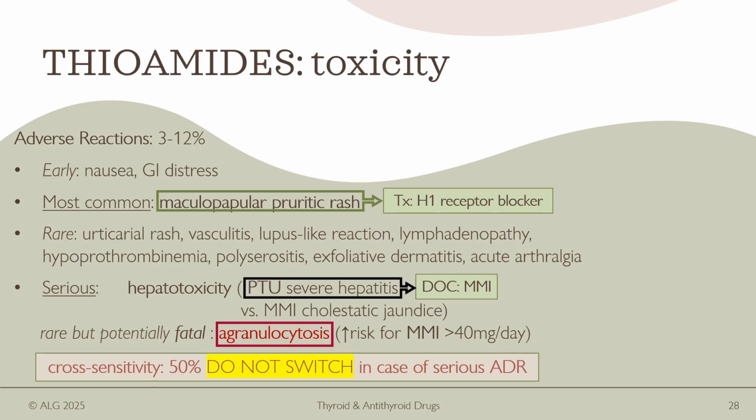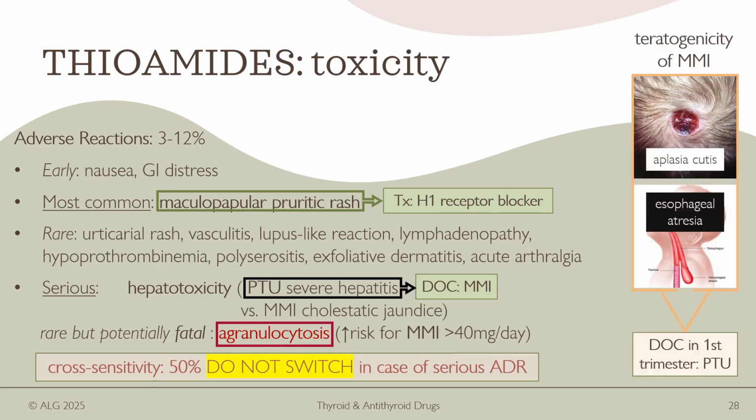I mentioned in the previous slides that PTU is the drug of choice for the first trimester of pregnancy because it is highly protein bound, protecting the baby from teratogenic effects of methimazole, which include aplasia cutis and esophageal atresia. After the first trimester, the mother may switch to methimazole because PTU is highly hepatotoxic, so chronic use will endanger the mother.